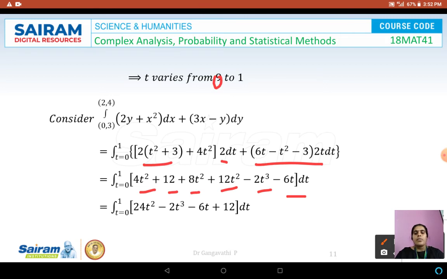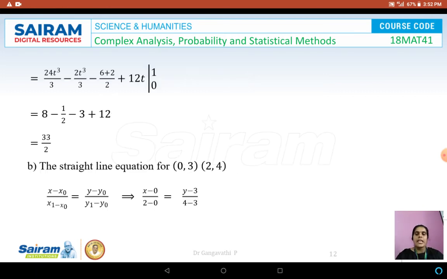So now add all the square terms. 4t square plus 8t square plus 12t square gives us 24t square. Then t cube terms, there is only 1, so you can write it as it is. And t terms, there is only 1, which is 6t, write it as it is. And constant terms, it is 12. So we have simplified to the maximum, and now we can go for performing the integration.